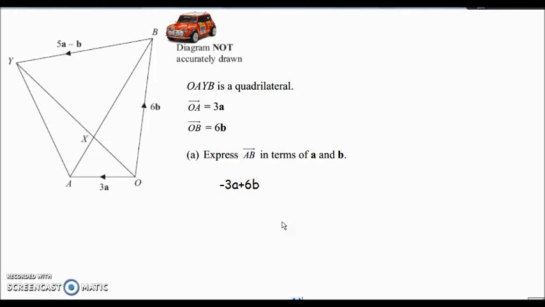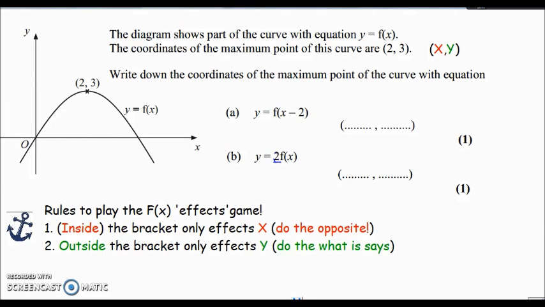Hopefully that's helped you out, and you can start those questions now and get that extra mark. Nobody wants to be the student who's 1 mark off a C, 1 mark off a B, 1 mark off an A. So every mark we can get is important.